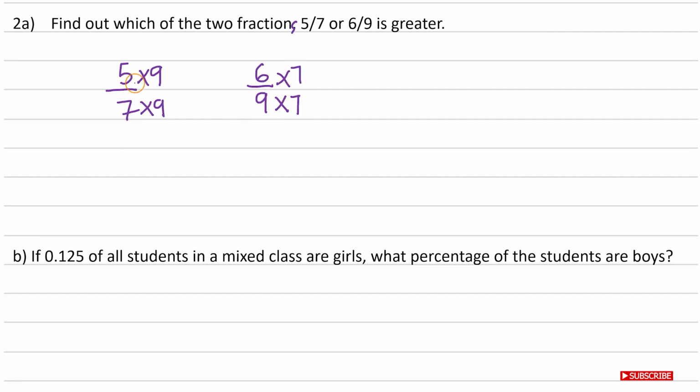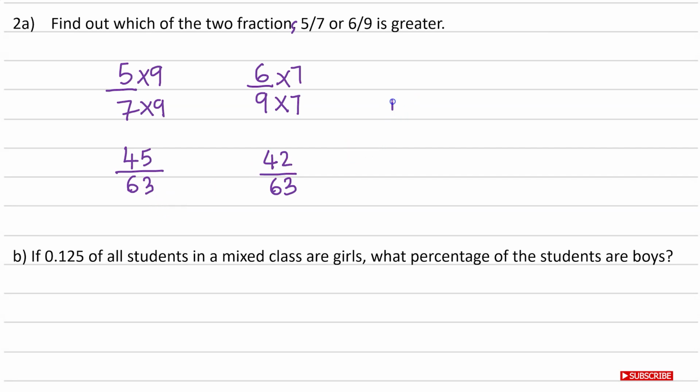So now I have 5 times 9, which is 45. 7 times 9 is 63. And then I have 6 times 7, which is 42. And then I have 63 here. So now you have the same denominator. You can clearly see which one is a greater number.